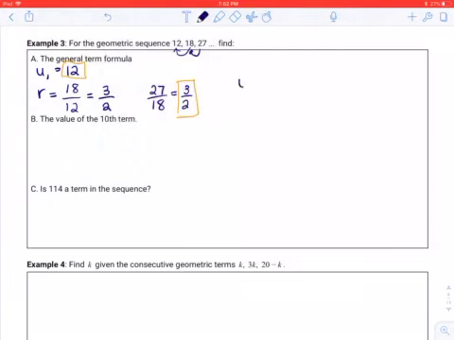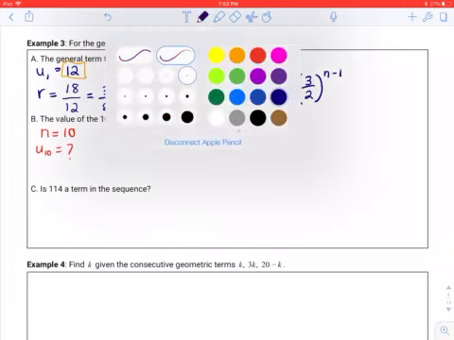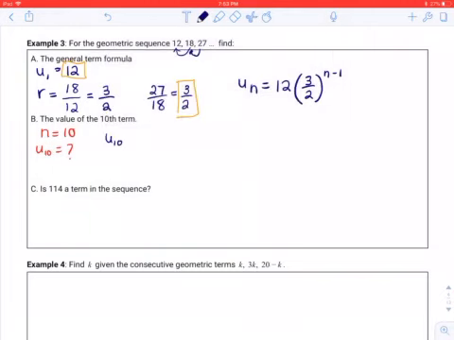So here's our general term formula. un equals u1, so 12, times common ratio r, 3 over 2, to the power of n minus 1. There's our general term formula. We want to use that formula now to find the value of the 10th term. So we know that n equals 10, and we want to find the value of the 10th term, u10. So we'll use our general term formula for that. u10 equals 12 times 3 over 2 to the power of n minus 1. So 10 minus 1, which is 9.